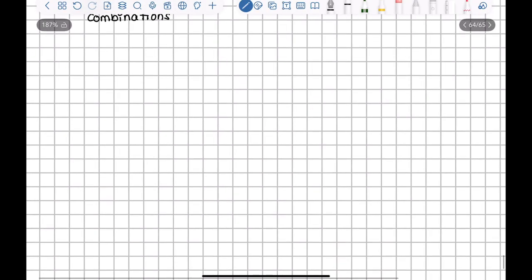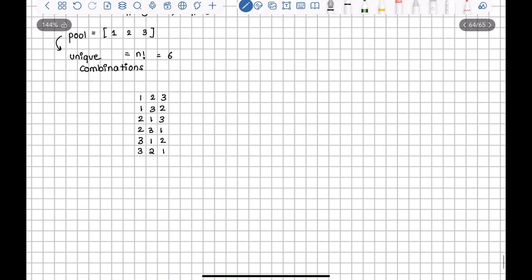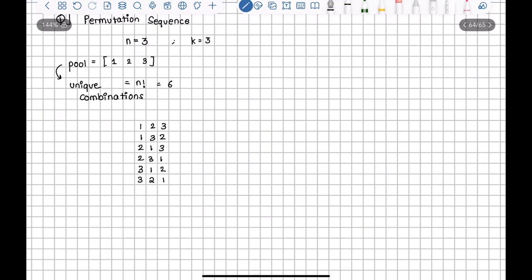Now let us write that in ascending order. 1, 2, 3, 1, 3, 2, 2, 1, 3, 2, 3, 1, 3, 1, 2 and 3, 2, 1. So these are 6. Now what is the first thing that comes to your mind? How do you think about this problem? How did I think about this problem?